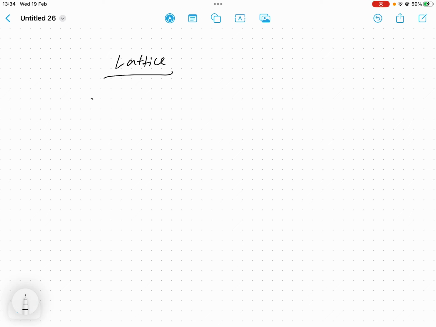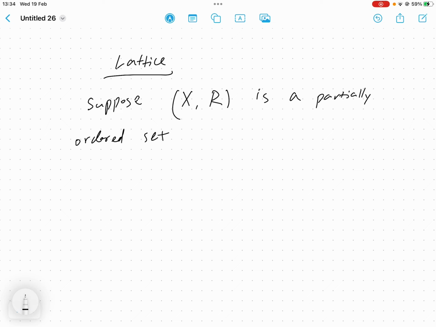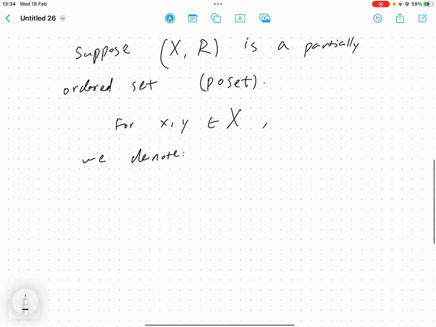Let's suppose a set X and a partial order, a binary relation R. So this is a partially ordered set. Sometimes we call this a poset, just in short. So I'm gonna have elements x, y in this X, and then we can denote some notations.